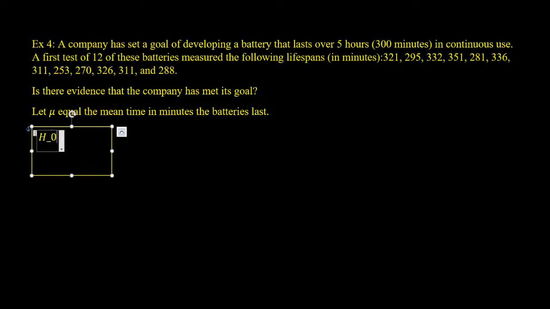Okay, so H naught is that mu equals 300. So we're saying our population mean is 300. The alternative is that it is greater than 300. The batteries last longer on average than that. So H alternative is that mu is greater than 300. That is what we're going to test.